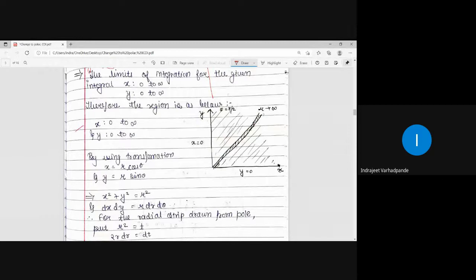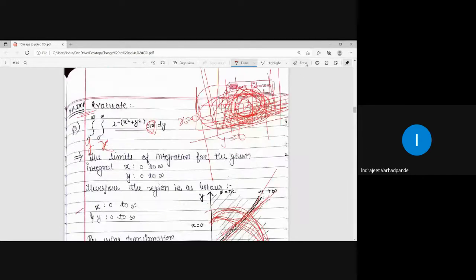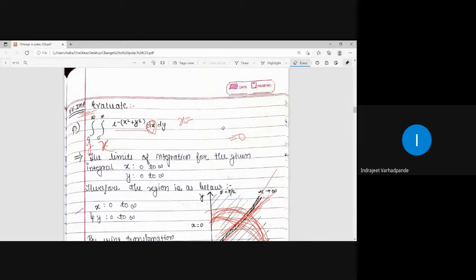I will be drawing the radial strip originating from the pole. So r is equal to 0, and how far does r go? The strip keeps increasing up to infinity. The rotation of this strip is done from the initial line to the line theta is equal to pi by 2. So theta is moving from 0 to pi by 2.